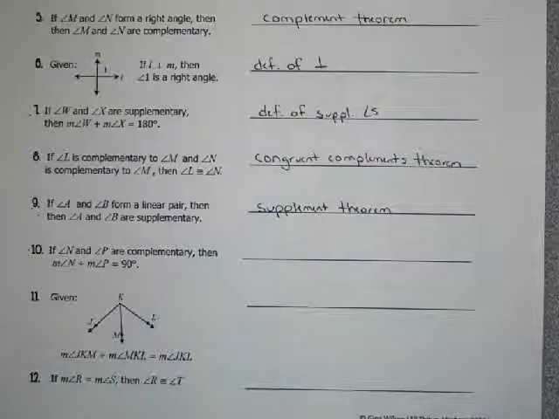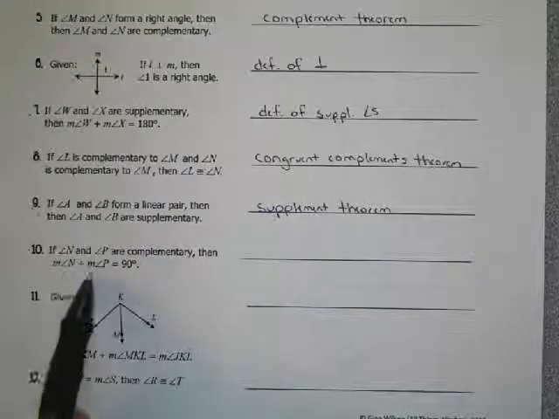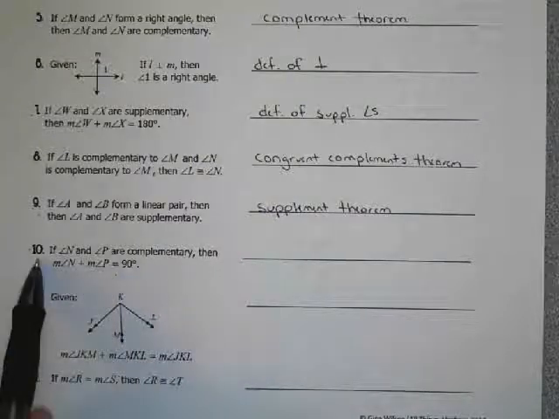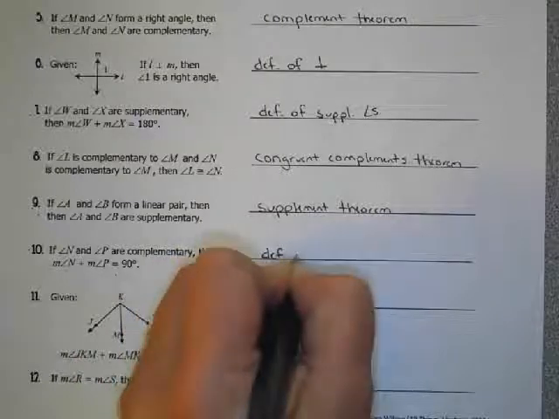If angle N and angle P are complementary, then their sum equals 90 degrees. So that's basically just the converse of number 4. So this is the definition of complementary angles.